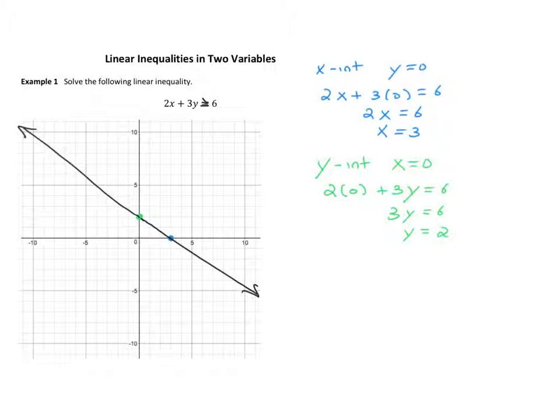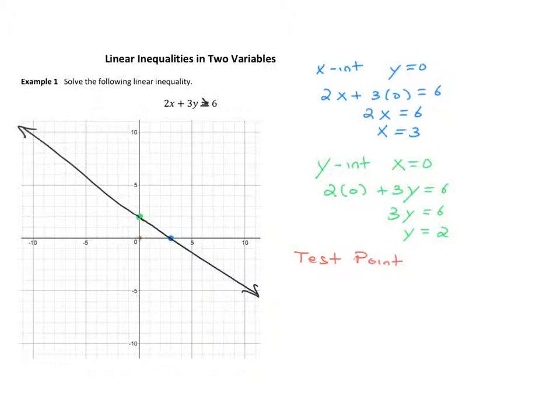So here's our strategy to do that. I'm going to use something called a test point. I'm going to choose a point that's not on the line, and it could either be here or here. If it's here, and it makes this true, it means that everything on this side of the graph has to work. If it didn't work, it means everything over here has to be the answer. I think probably the easiest point to use would be 0, 0.